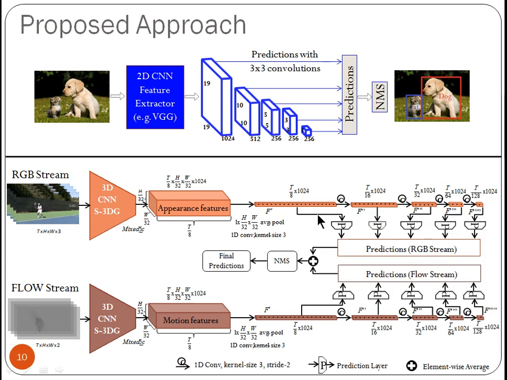Finally, we add prediction layers on each feature map, both for the appearance stream and the motion stream. So just like SSD, we also associate a set of default temporal segments with each temporal location on each feature map in the appearance stream and the motion stream. Finally, the predictions from both streams are combined together using element-wise averaging, which are then passed through non-maximum suppression to produce the final predictions. So this is the whole architecture that we propose in this paper for end-to-end temporal activity detection.